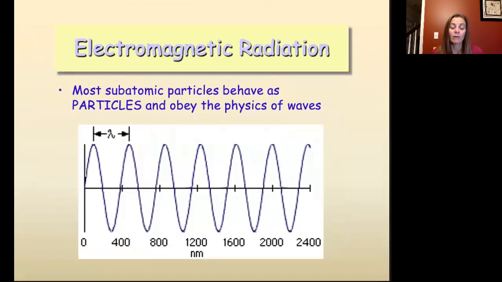So from this, we recognize that most subatomic particles, like light, behave as particles but obey the physics of waves. And so we've discovered that we can learn a lot about subatomic particles from light.